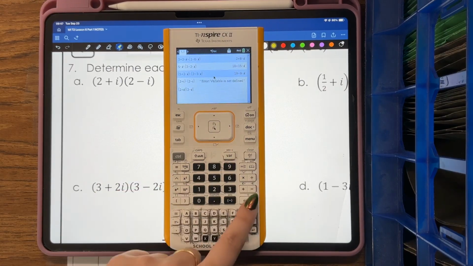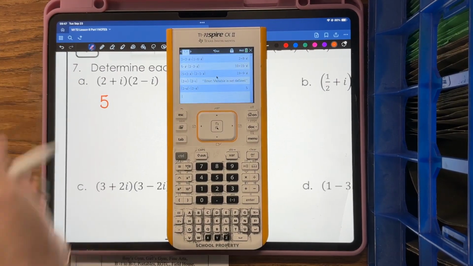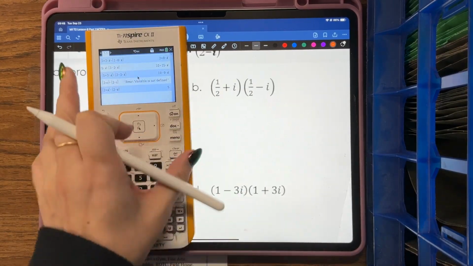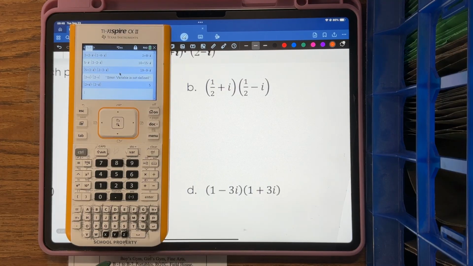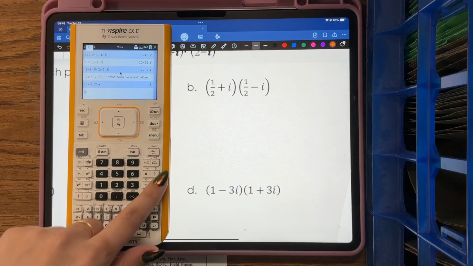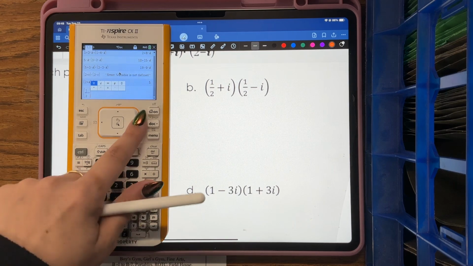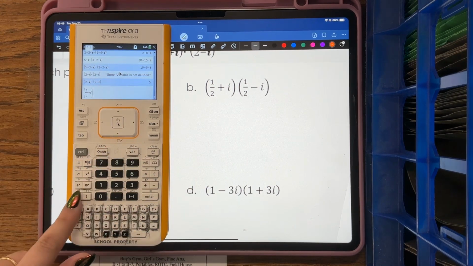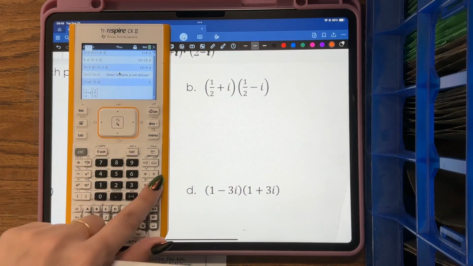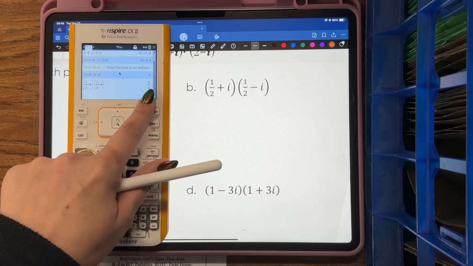Like that. You press enter, you get 5. So that is your answer for this one, 5. Okay, so on the next one, we have 1/2 plus i times 1/2 minus i. So get our fraction, 1/2 plus i times 1/2 minus i. Press enter, you get 5/4.